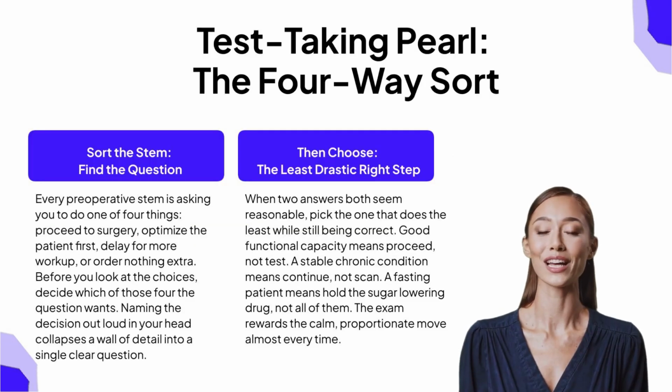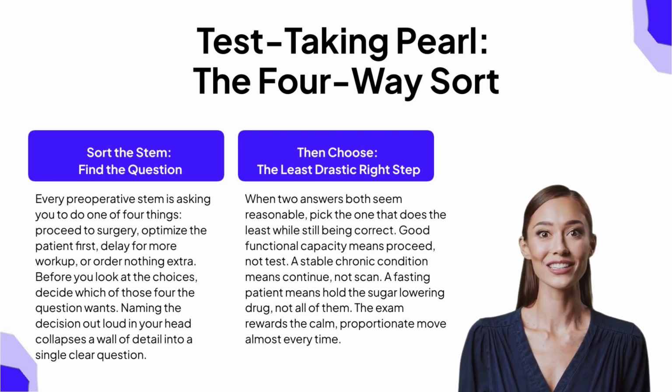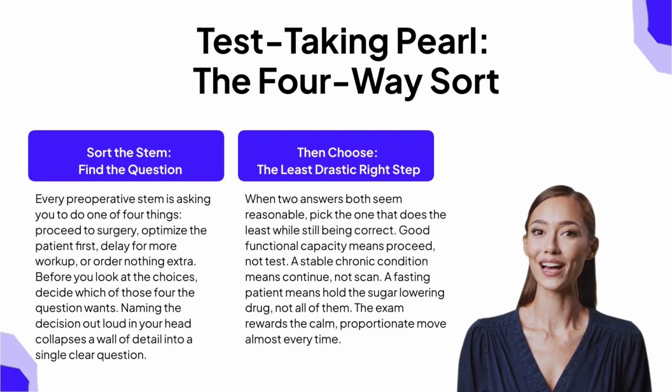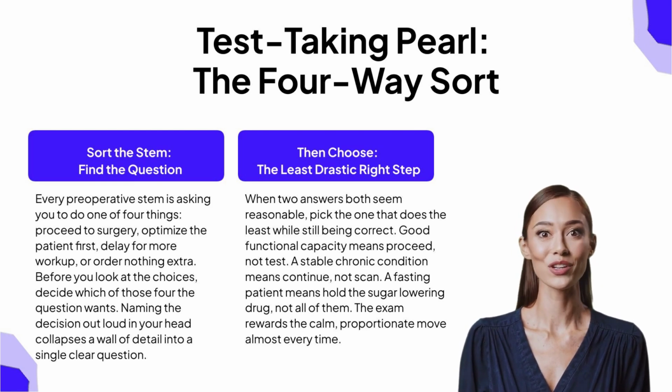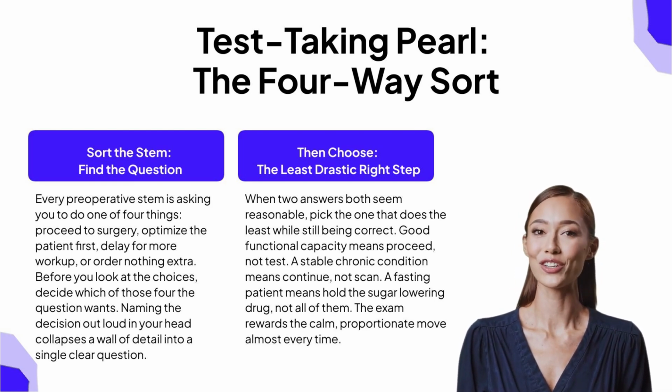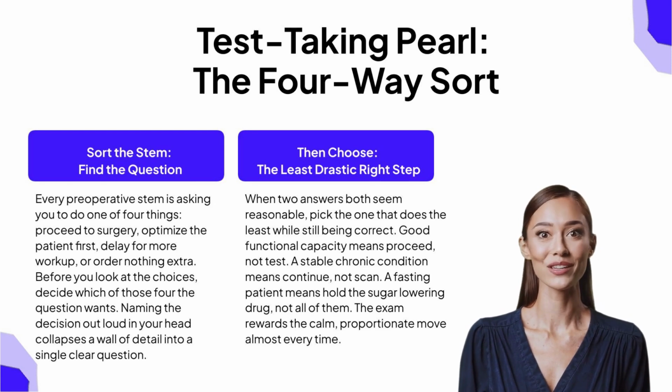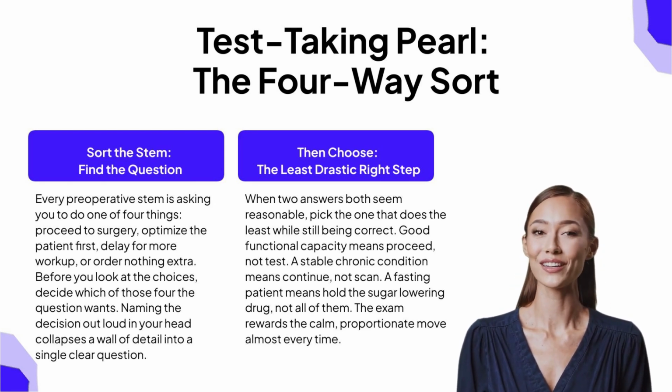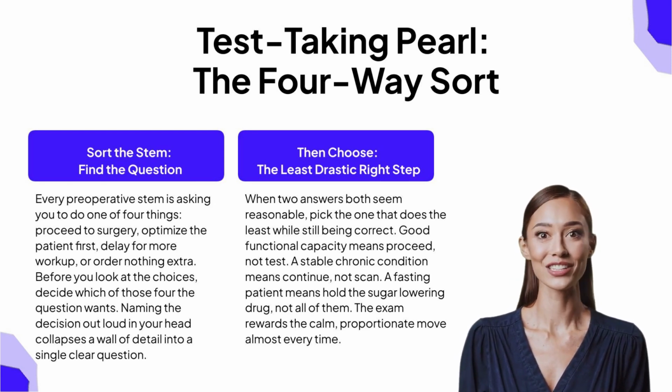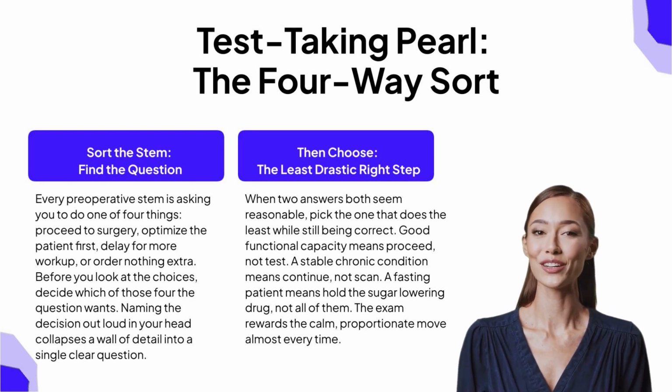Here is the pearl that ties this whole video together, and it is a simple 2-step sort you can run on every preoperative question. First, sort the stem by naming the decision. Almost every preoperative question is secretly asking you to do one of just 4 things: proceed to surgery, optimize the patient first, delay the case for more workup, or order nothing extra. Before you even look at the answer choices, decide which of those 4 the question wants. Naming the decision in your head turns a long, intimidating vignette into one clear question.